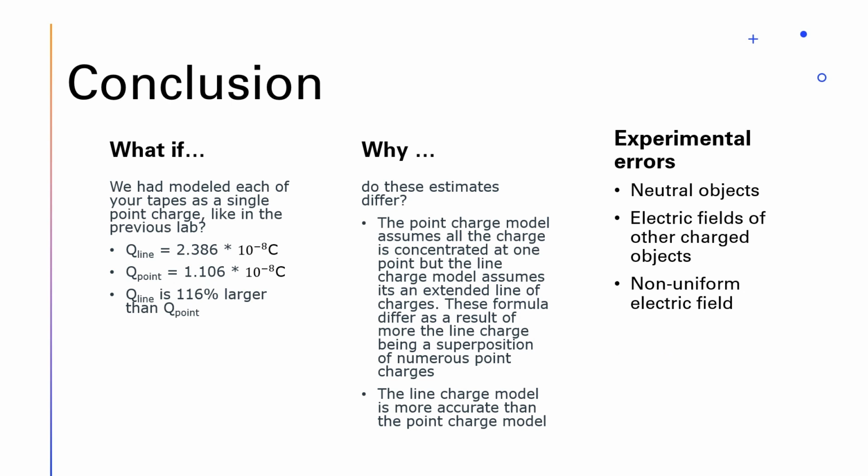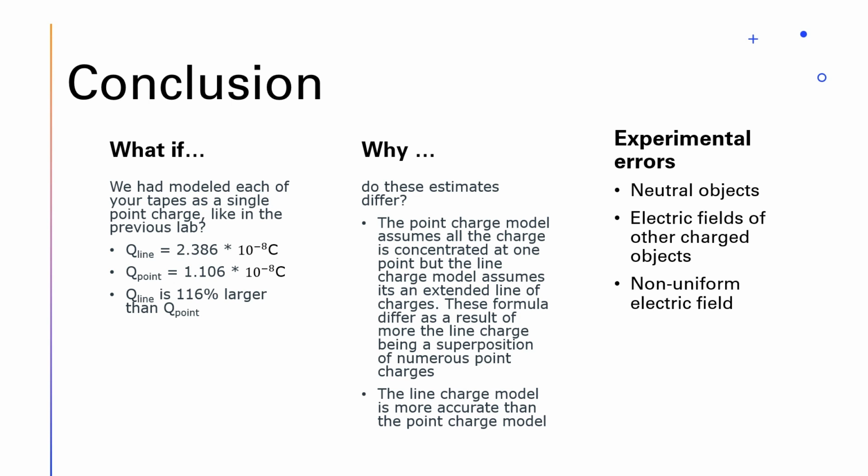Finally, we have some conclusions we can draw here. We can compare the line charge to the point charge model, and we see that the line charge model is about 116% larger than if we assume that it's a point charge. Now, that's different because essentially we're taking advantage of the existence of two axes in the line charge.